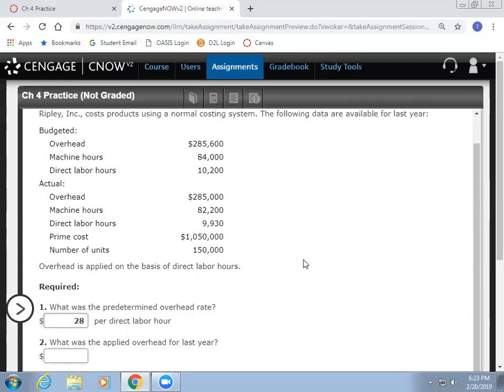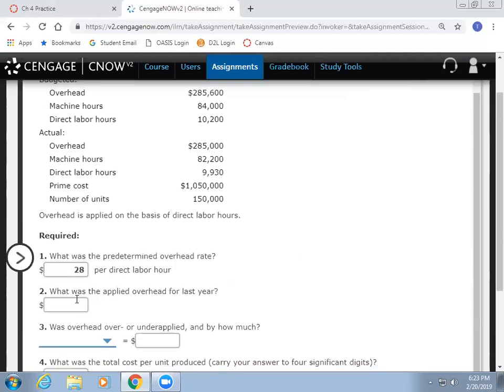And then it says, what was the applied overhead for last year? Well, $28 per direct labor hour, and we would have applied that to the actual labor hours of 9,930. So all you're doing is taking actual hours of 9,930 times $28 per direct labor hour. So what's the applied overhead? $278,040. Very good. So again, it kind of goes back to, we're going to have an actual and an applied.